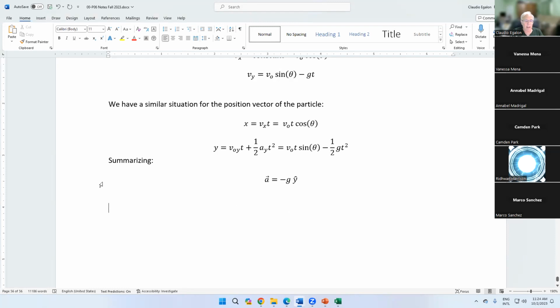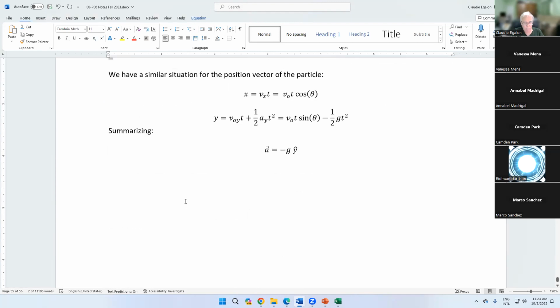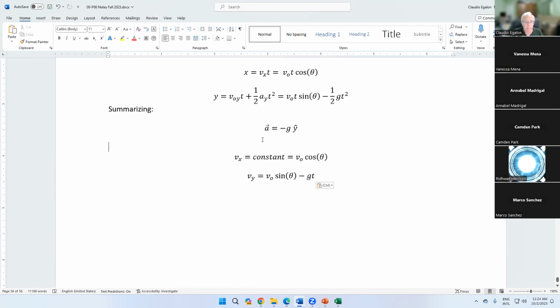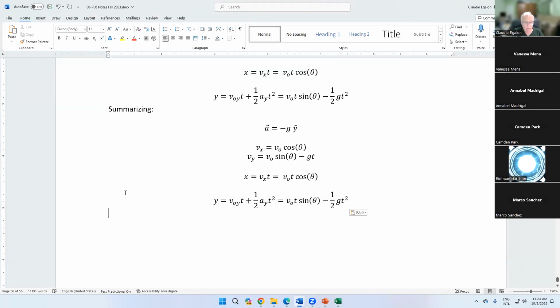Summarizing. We start with that. The next one in line is this one here, the Vx and Vy, right? I don't need this constant. I'm going to put them like that. And finally, we have... not like that. Those are the equations of motion.